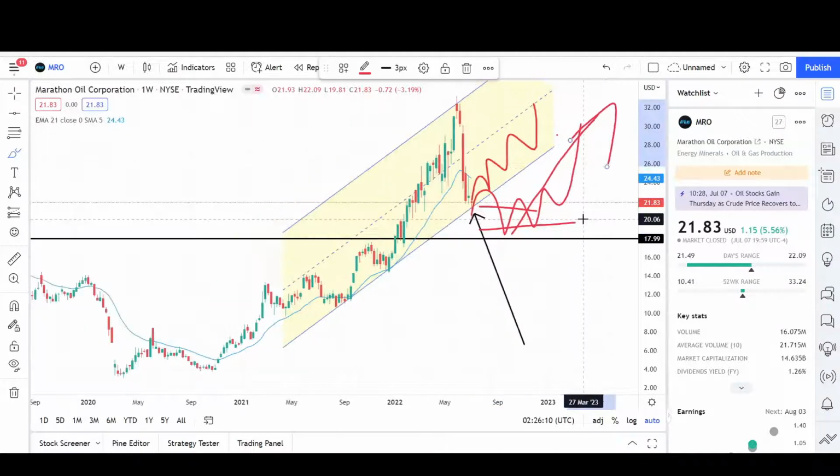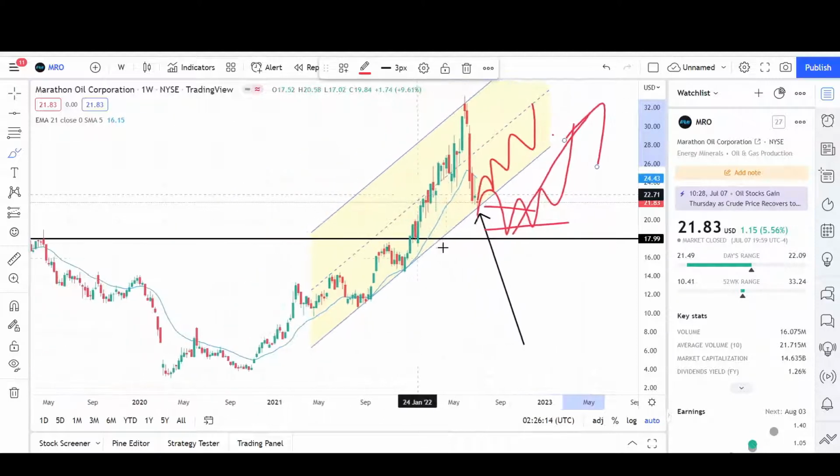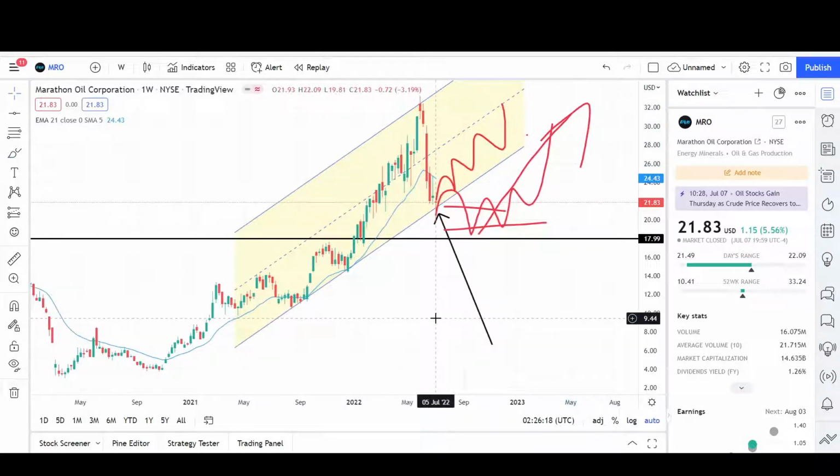So everything still looks pretty good. Obviously this is a pullback, not too terrible, but we'll have to wait to see how it develops. As right now, it's not anything we should be worrying about. So let's go and wrap this up on the monthly chart.